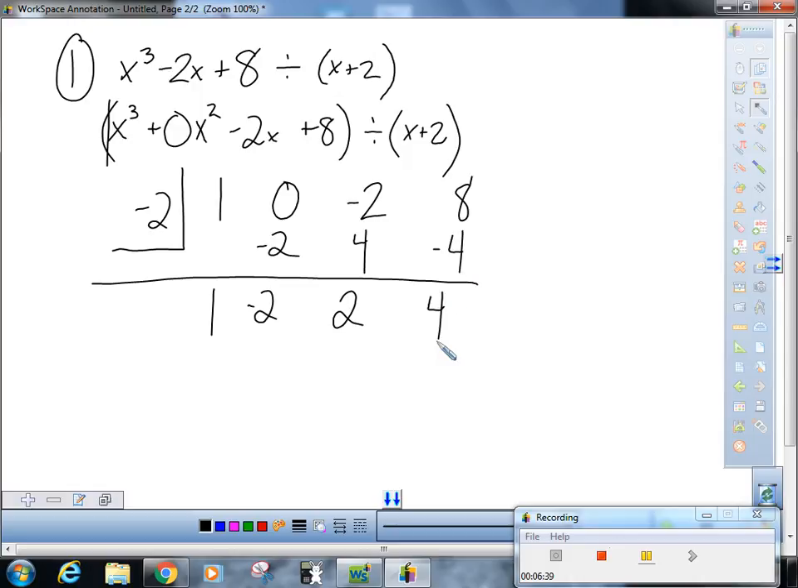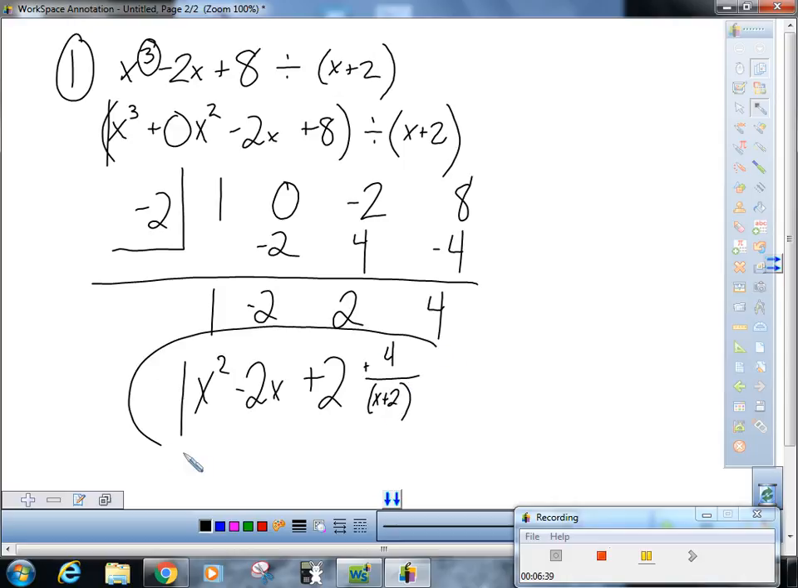4. We started with x cubed, so our answer will be x squared, always 1 less because we're dividing it out, minus 2x plus 2. So we didn't get a 0 here, which just means, just like yesterday, sometimes we have a remainder. You always write the remainder over the divisor.